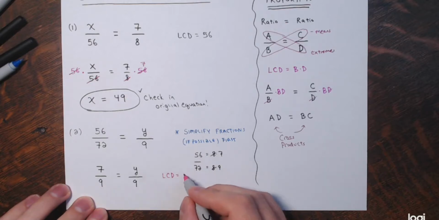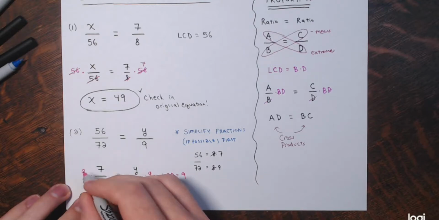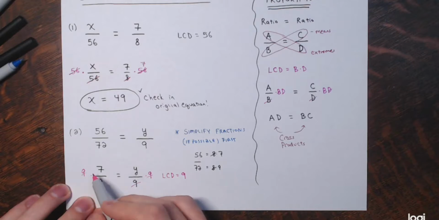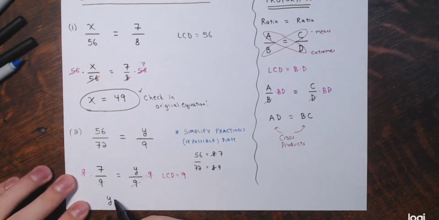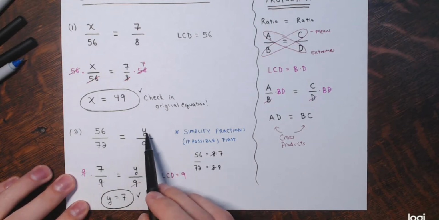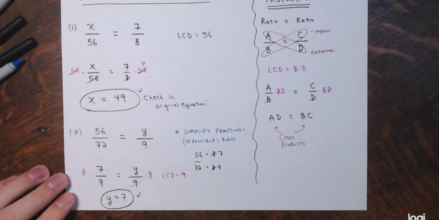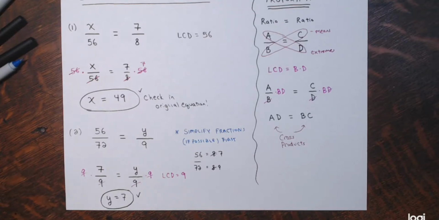I hope it's obvious now. LCD is 9. Multiply the right side by 9, the left side by 9, and on both sides, 9's are canceling, and you have y equals 7. And there you go. And don't forget to check, back in the original, 56 72nds is 7/9. You'd have 7/9 equals 7/9 there. That is making the statement true. Great. And this is all I'm doing the whole time.